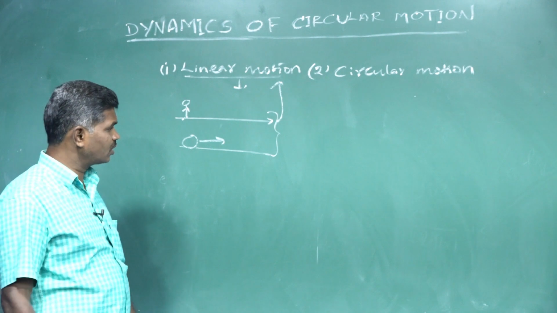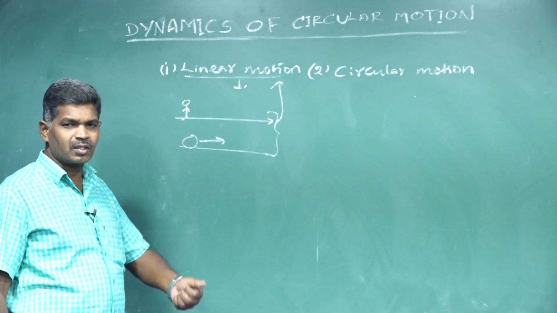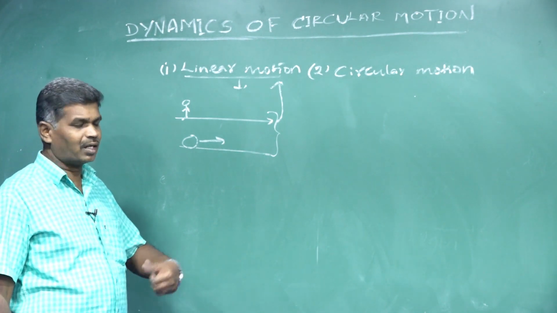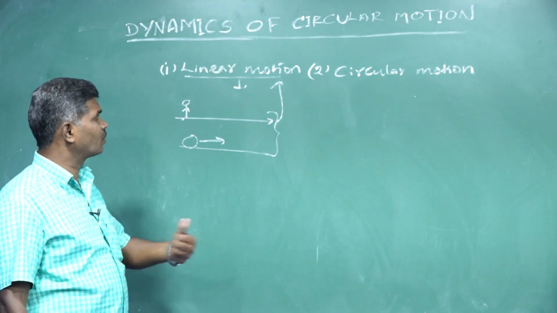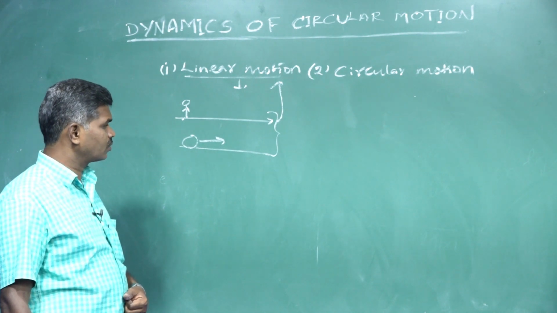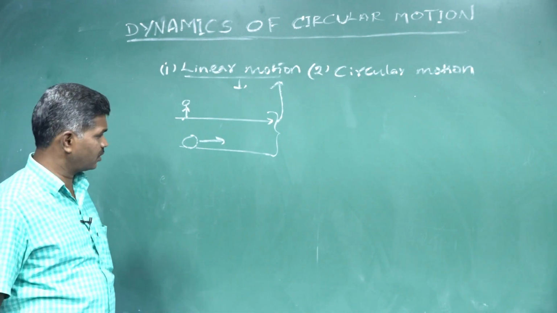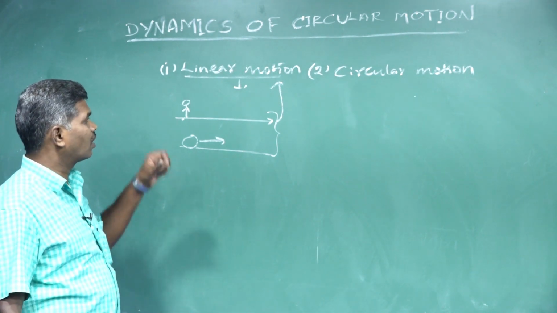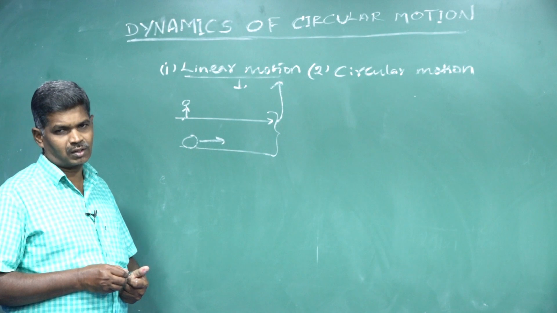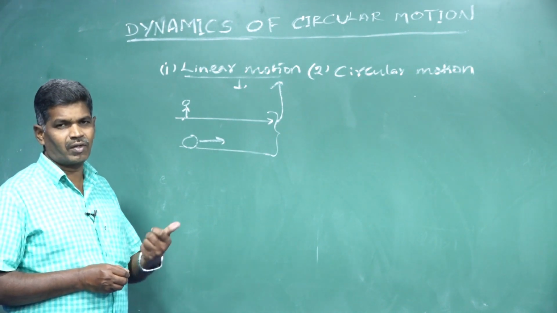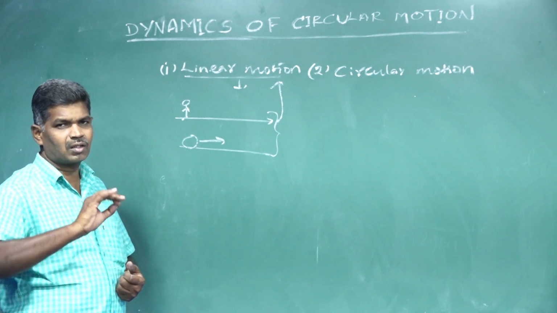If any particle moves in a straight line, it can experience a force or may not experience a force. So linear motion can take place with force or without force. That's why for analyzing linear motion, we can use Newton's laws. We know already that we have three Newton's laws: Newton's first law, second law, and third law.